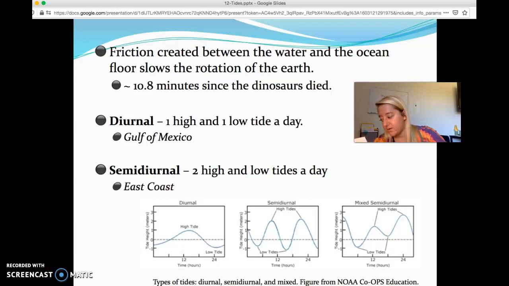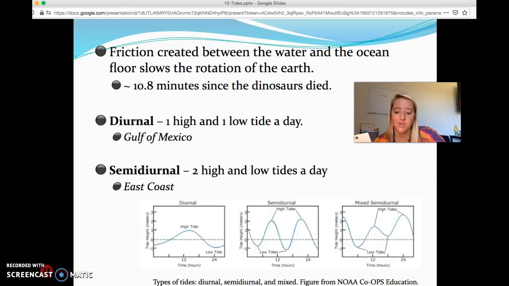We have diurnal, semidiurnal, and a mixed semidiurnal, which we're not going to talk very much about. A diurnal tide means that you have one high tide and one low tide a day. You can see this in places like the Gulf of Mexico. But we also have semidiurnal, which means that you have two high tides and two low tides a day.